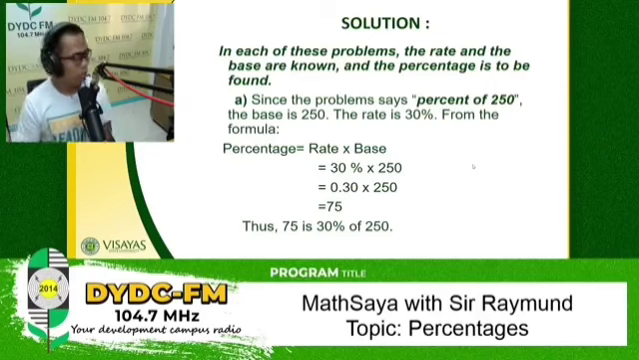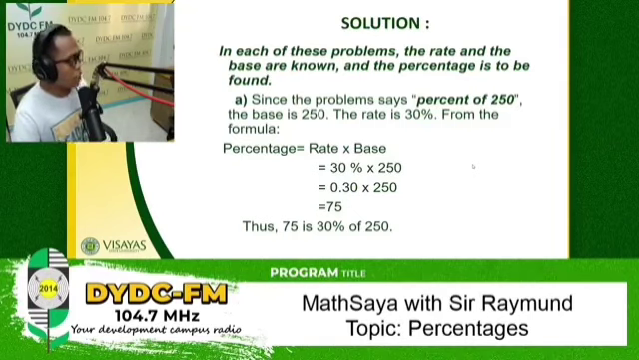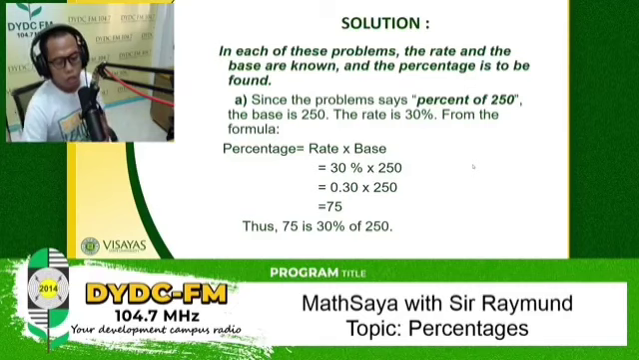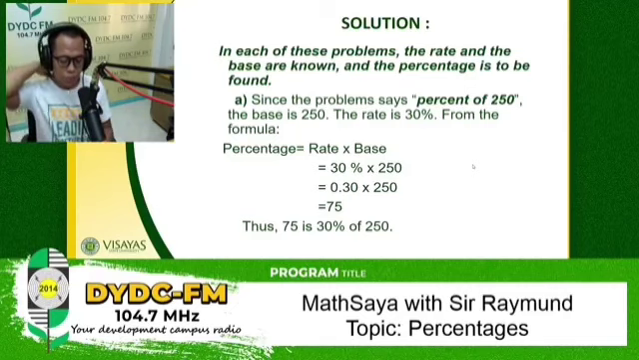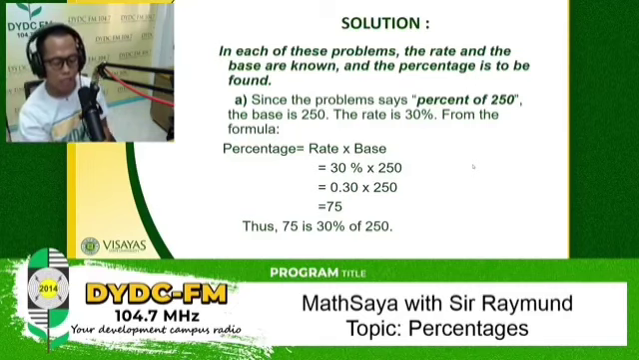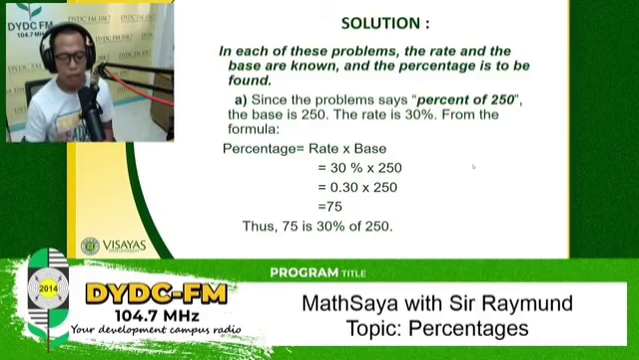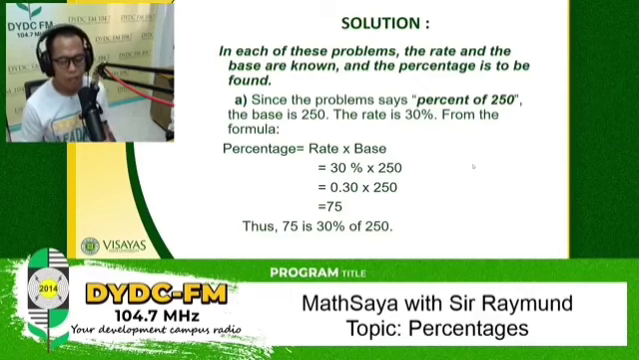So for letter A, since the problem says percent of 250, the base is 250. And the rate is 30% as what is given. So from the formula, percentage is equal to rate times base. Rate is 30% and the base is 250. So you convert your percent to decimal form. That's 0.30 or 0.3 times 250, and that is equal to 75. Therefore, 75 is 30% of 250. Okay, so your answer there is 75.